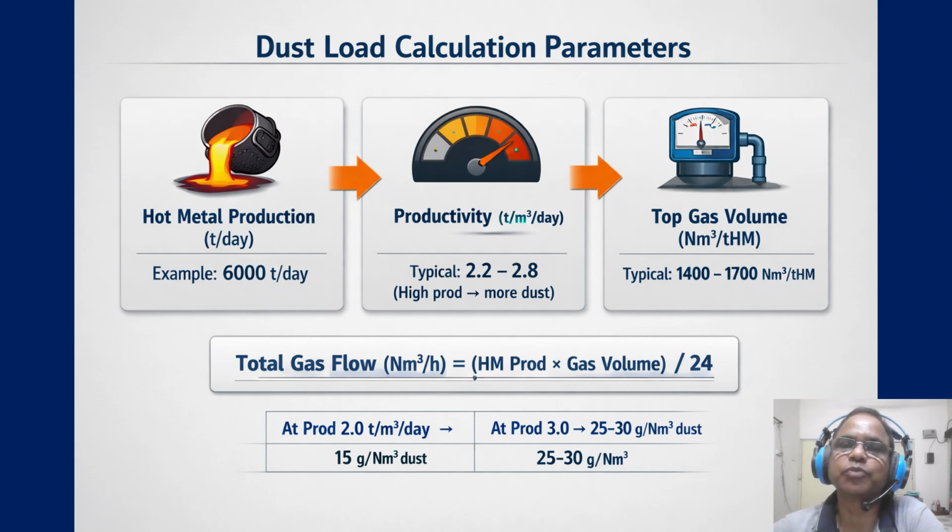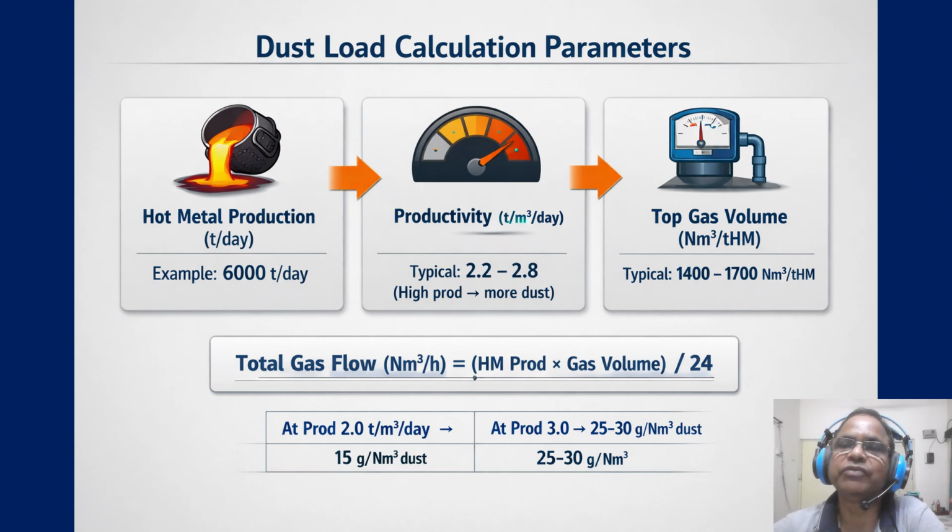And here is a critical rule: higher productivity means more dust. Why? Because you push the furnace harder. Gas velocity increases, and the fine particles get carried out instead of settling. Third is the top gas volume in normal cubic meter per ton of hot metal, typically 1400 to 1700 normal meter cube per ton hot metal.